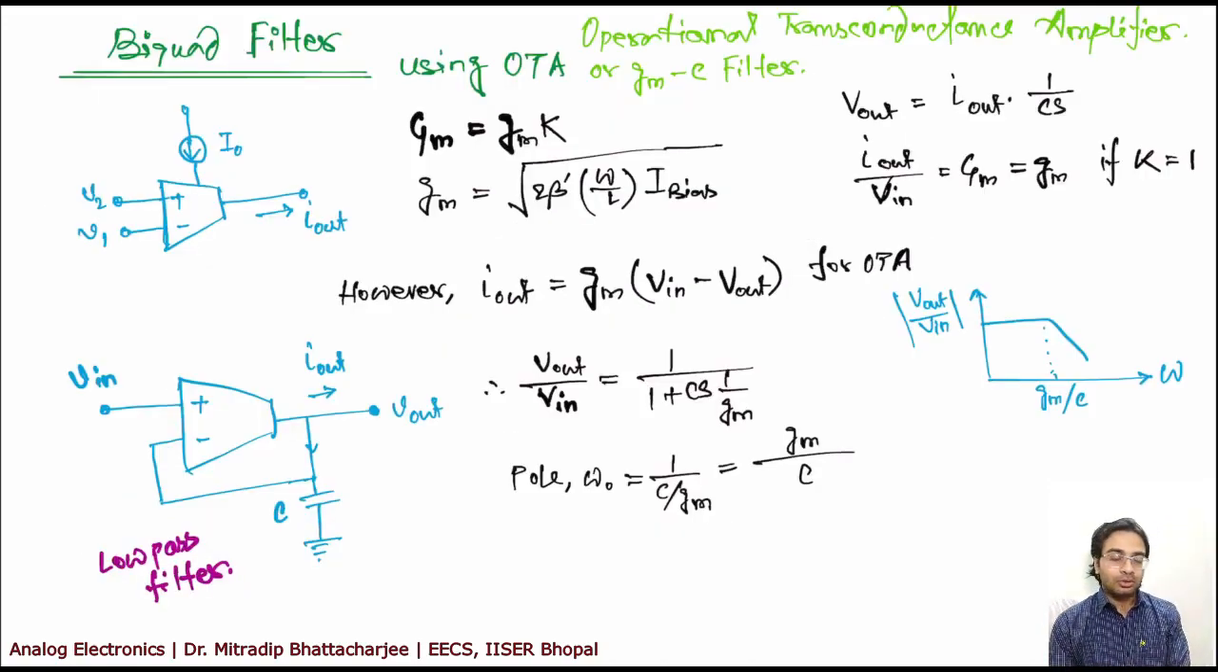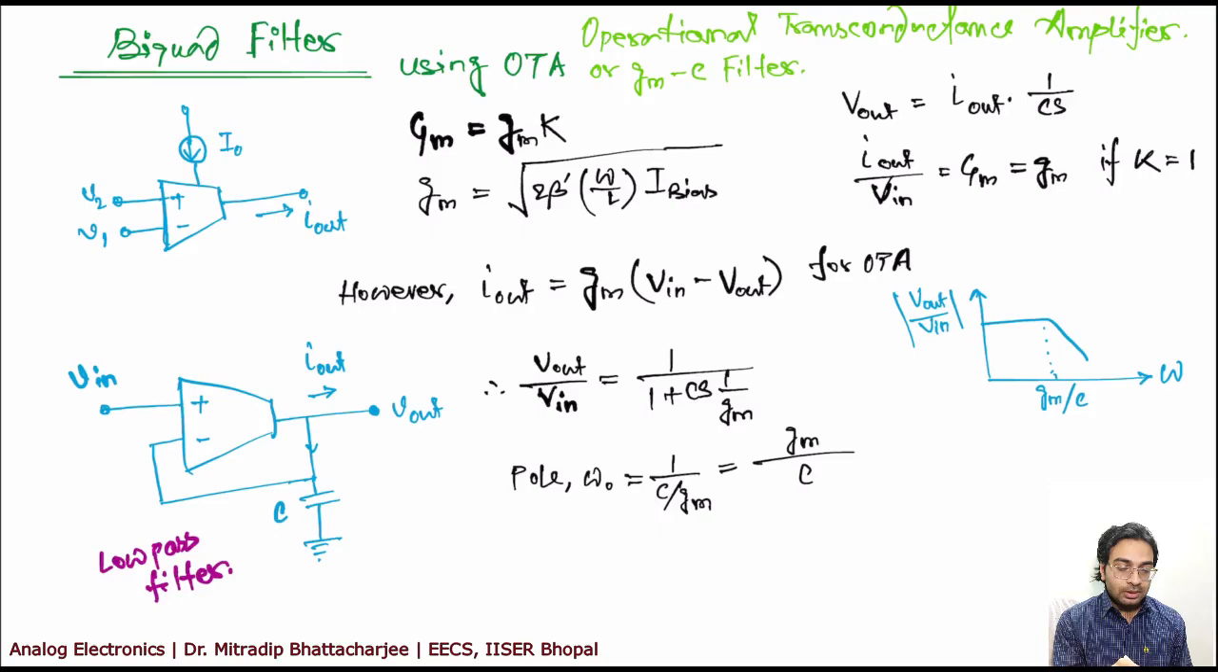Now similarly, we also have another type of filter which is also a biquadratic filter, or biquad filter, which is made out of OTA. OTA means operational transconductance amplifier. Now, operational transconductance amplifier: I have already discussed that there are different types of amplifiers that are possible: current amplifier, voltage amplifier, and then there is the transconductance amplifier where your output is current and input is voltage.